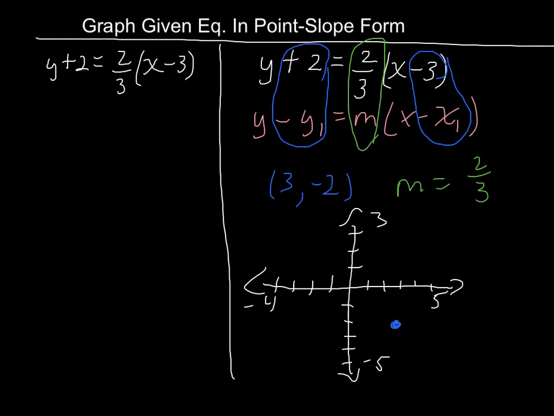My slope for this one is positive, so it's a rise over a run. I'm going to rise 2, 1, 2, and run 3, 1, 2, 3 to right there. Then I rise 2 and run 3 again. And again, I apologize for not having better graph paper, but there's my line.